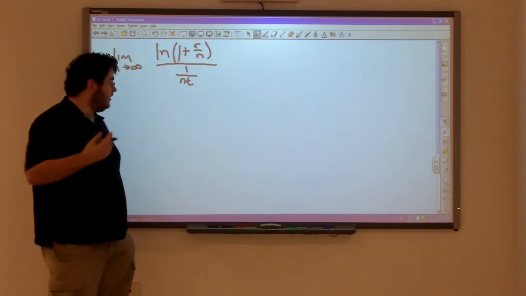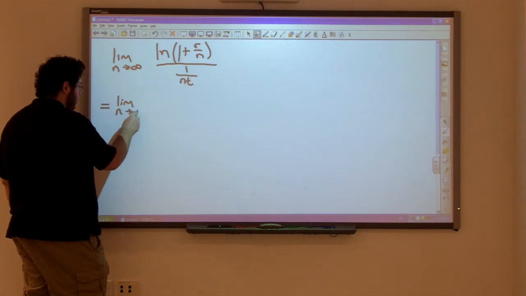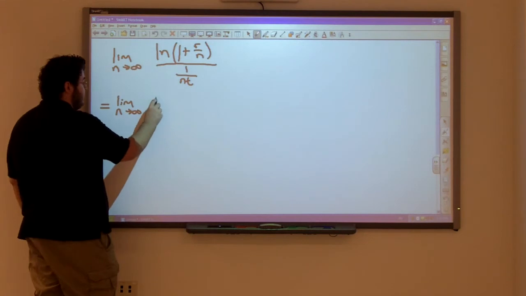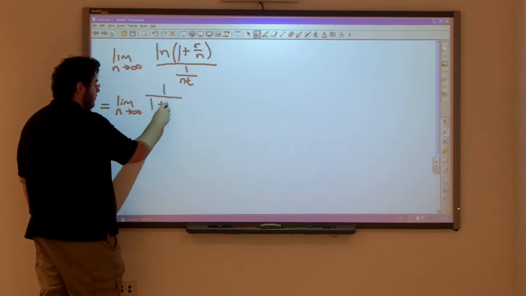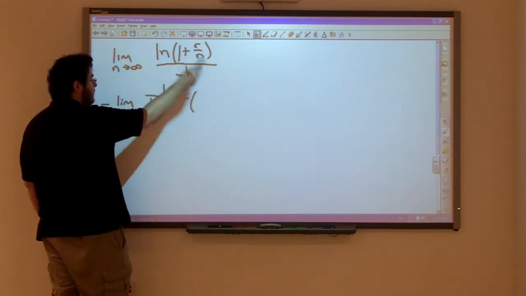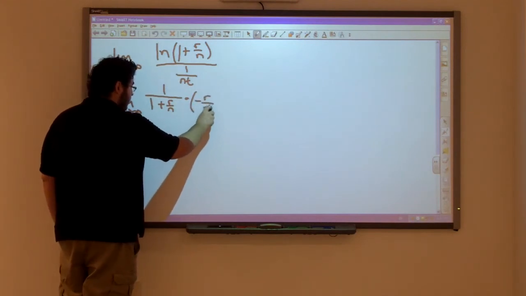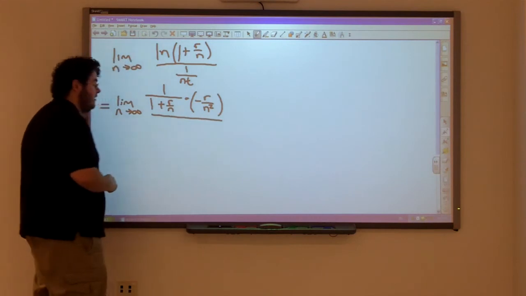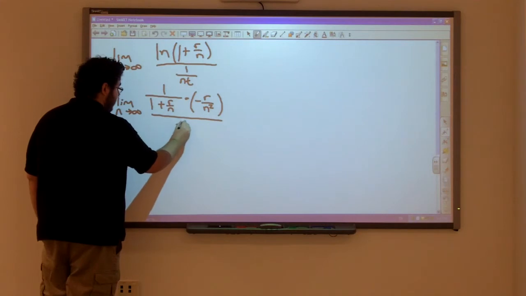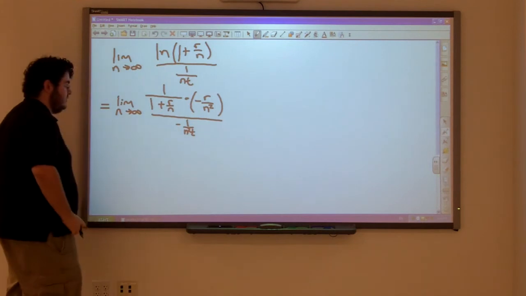Again, we can use L'Hopital's rule, and L'Hopital's rule says take the derivative at the top, so we're taking the derivative with respect to n. So we say that's 1 over (1 plus r over n) times the derivative of the inside here. Well, the derivative of 1 is 0. The derivative of r over n is minus r over n squared, divided by the derivative of the bottom, which is just negative 1 over n squared t.